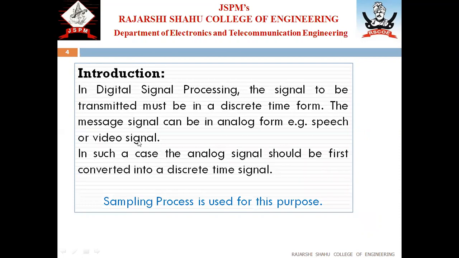In digital signal processing, the signal to be transmitted must be in discrete form only. Whatever are the practically available systems, these are digital systems. That means the input which we have to apply for these systems must be in the form of digital. Analog signal directly cannot be applied. So before applying as an input to these systems, analog signal has to be converted in digital form. For that purpose, sampling process is required.